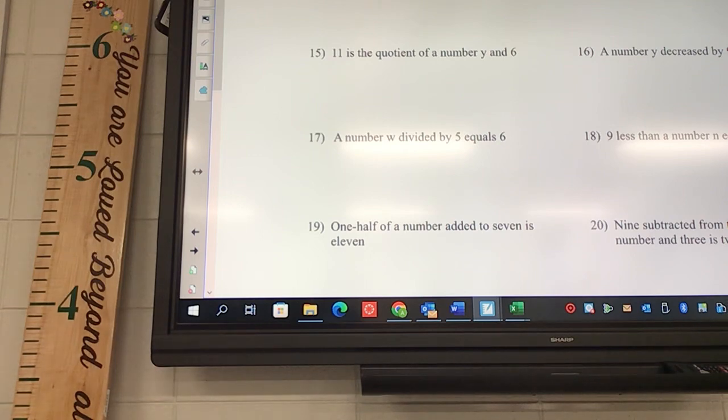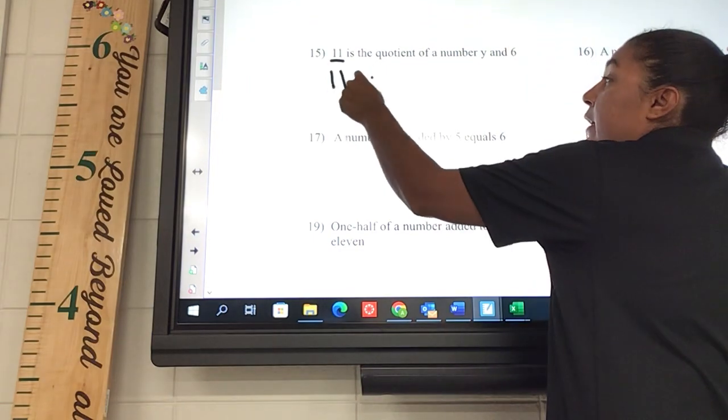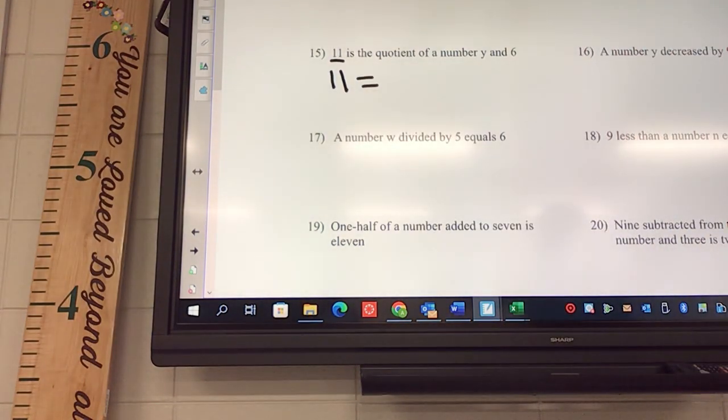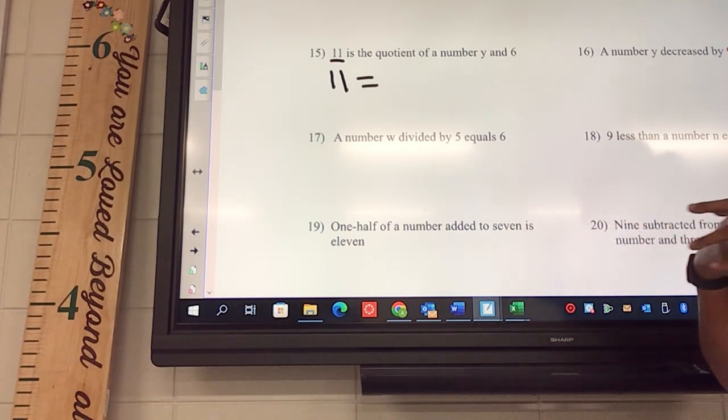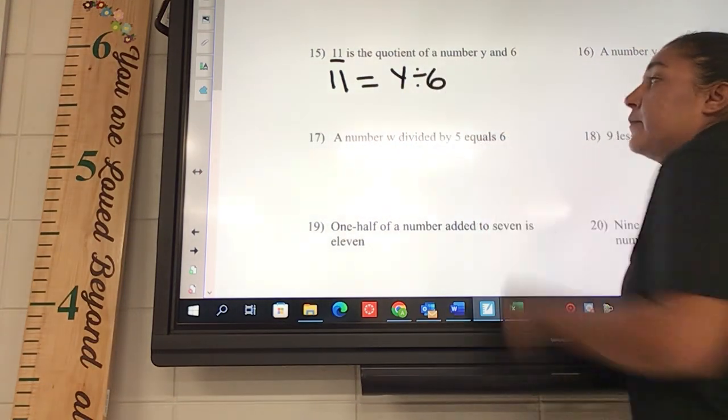Okay, 11 is, what's is mean? Equal. Okay, so this one, the order is kind of funky. It says 11, but you can still write it this way. 11 is, however, you usually see the 11 on the other side of the equal, which is totally fine. Okay, the quotient of a number y and 6. Okay, so we can say y divided by 6.